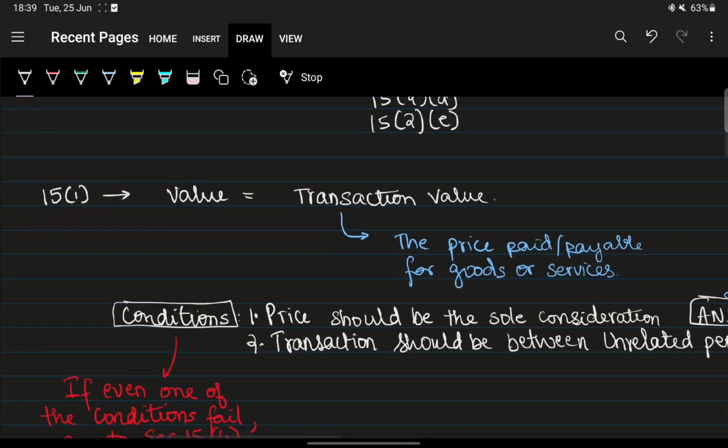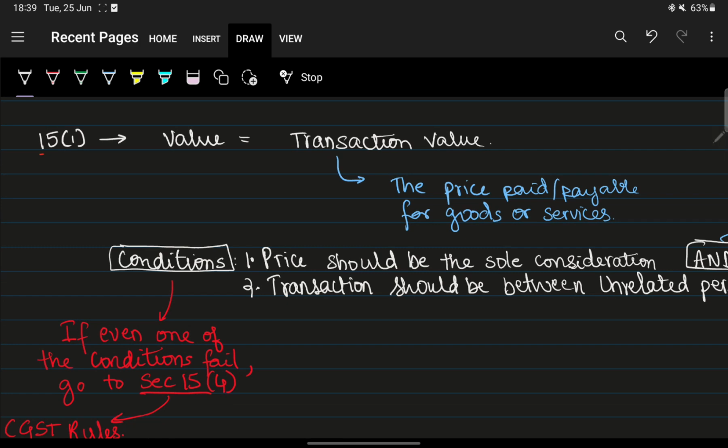Firstly, section 15 subsection 1. Section 15 talks about valuation. Subsection 1 talks about what is the transaction value, what is the base value, meaning before anything is added or included or excluded. The value as per section 15 subsection 1 is the price paid or payable for the good or service. Basically there is nothing included, nothing excluded. This is the basic price that is paid or payable.